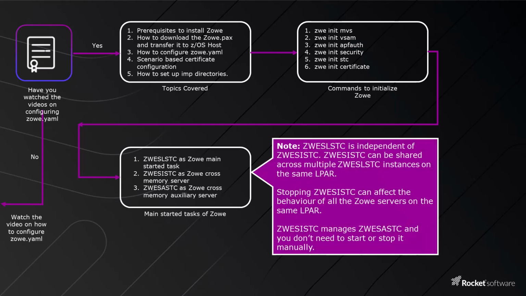Note: the started task ZWESLSTC for the main server is independent of the ZWESISTC cross memory server. If you are running multiple ZWESLSTC instances on the same LPAR, then these instances must be sharing ZWESISTC, and stopping ZWESISTC will affect the behavior of all the Zowe servers on the same LPAR. The cross memory server manages the Zowe cross memory auxiliary server, and you do not need to start or stop it manually.